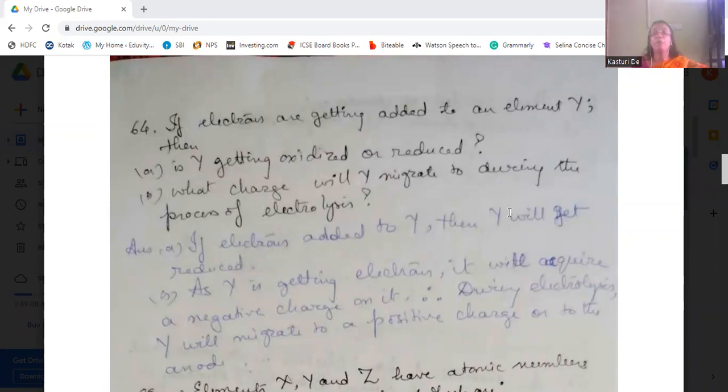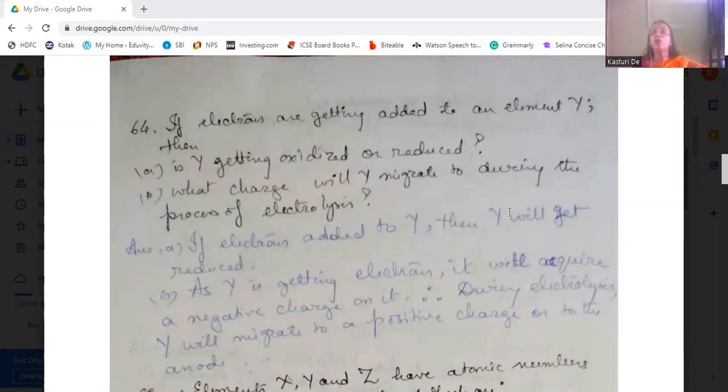Okay. Now, what charge will Y migrate to during the process of electrolysis? As Y is getting electrons, it will acquire a negative charge. During electrolysis, Y will migrate to a positive charge, or to the anode.